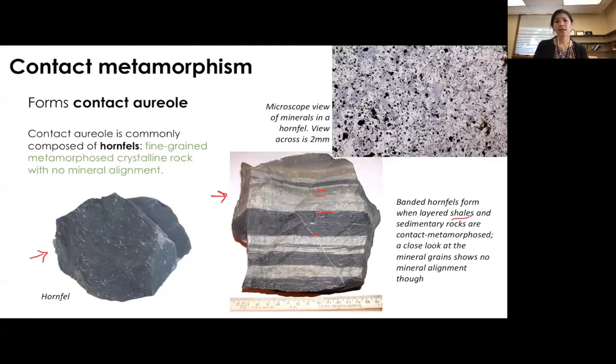And we can tell that this is a hornfels and not actual mineral alignment if we look more closely at the minerals themselves. So if we were to take a thin slice of this, put it on a microscope slide, and look at it under the microscope view, we would see something similar to the upper right here. The view across is about 2 millimeters. And we can see here's all the black and gray. These all represent individual minerals, and these minerals are not aligned with each other. We'll see some examples in a little bit of what mineral alignment looks like. And it is very directional. It's pretty clear when the minerals are aligned.